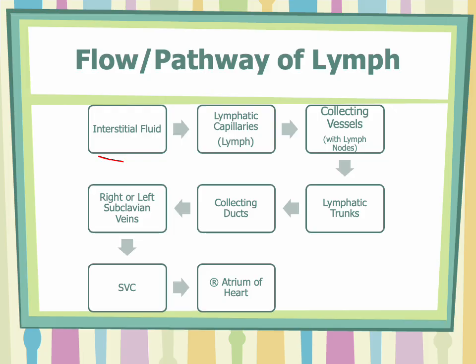So the interstitial fluid is going to go to the lymphatic capillaries, and at this point the fluid is going to be called lymph. Then we go to the collecting vessels, with several little filtration spots known as lymph nodes. Then it goes to the lymphatic trunks, then to the collecting ducts, then to the right subclavian veins, and then to the superior vena cava. Now we're draining into venous flow, and at the end we go back to the right atrium of the heart. As you guys see here, there's no connection. It's a one-way system. Okay?